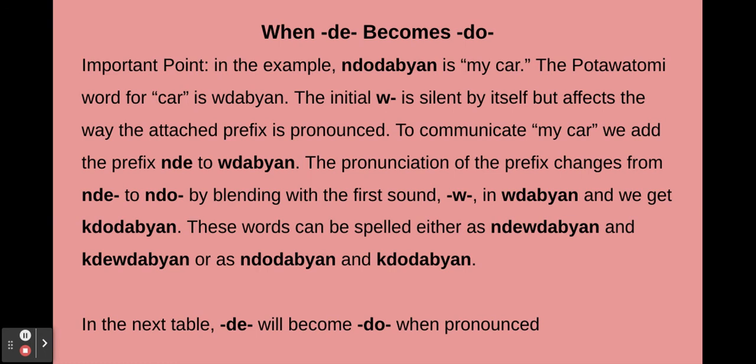When de becomes do. Important point, in the example, ndodabian is my car. The Potawatomi word for car is dabian. The initial w is silent by itself, but affects the way the attached prefix is pronounced. To communicate my car, we add the prefix nde to dabian. The pronunciation of the prefix changes from nde to ndo by blending with the first sound w in wadabian, and we get kudodabian. These words can be spelled either as ndodabian and kudodabian or as ndodabian and kudodabian.